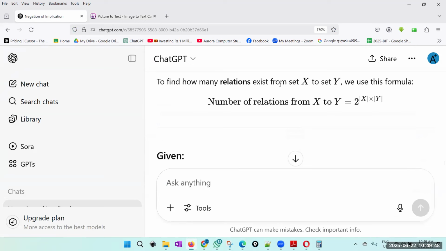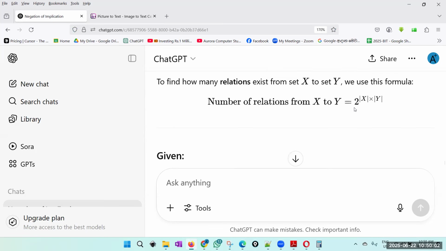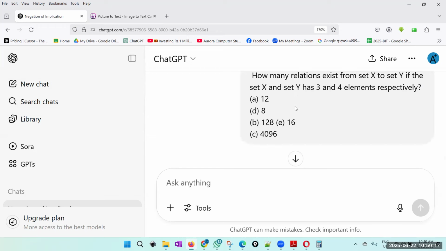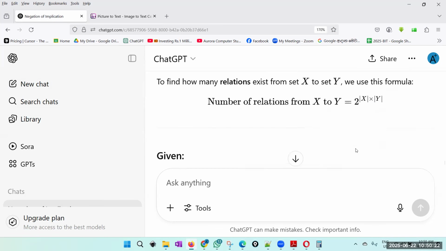In how many ways can a relation exist from set x to set y? We use this formula: number of relations from x to y is 2 to the power x into y. Maybe you can remember this in case they ask this question again, right? Because otherwise, how can you think of these things in the exams? So what is the logic behind that formula? I have no idea. Otherwise, I would have done this question by now.